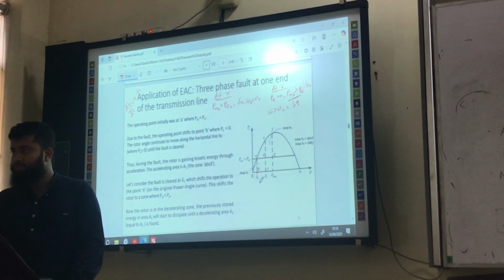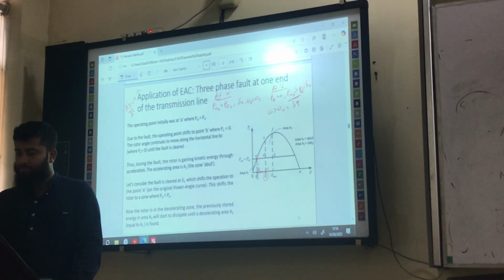So delta increases. From point B, which side should we move, the right side or the left side? The right side, because on the right side delta increases, right? So the next move will be from B to C. Let's say we are now at C. At C, what is the delta? It is delta 1.